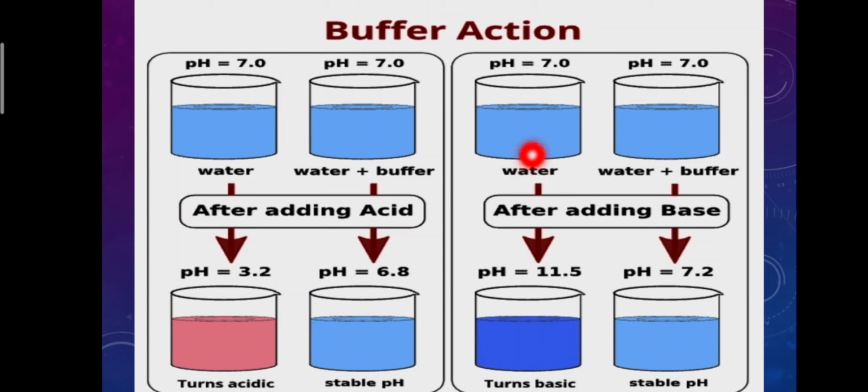This is pure water, its pH value is 7. After adding base, the pH of the solution is changed from 7 to 11.5, and the solution turns basic. While in buffer solution, its pH is 7. After adding the same amount of base, there is a negligible change in pH, that is 7.2, which is nearer to 7. This solution has stable pH because of buffer action.